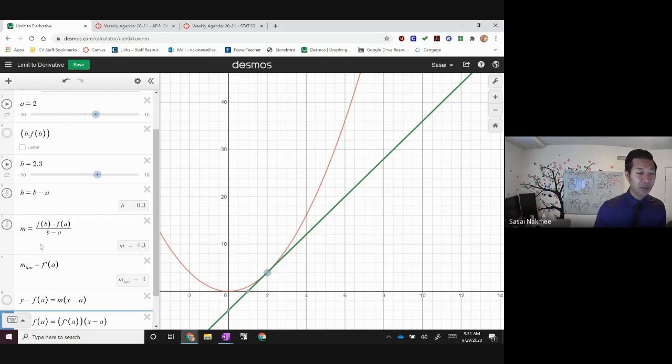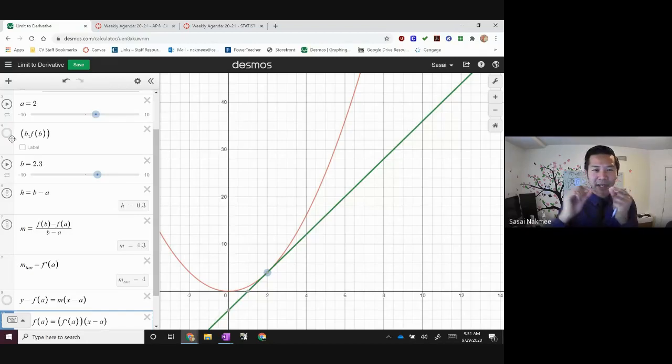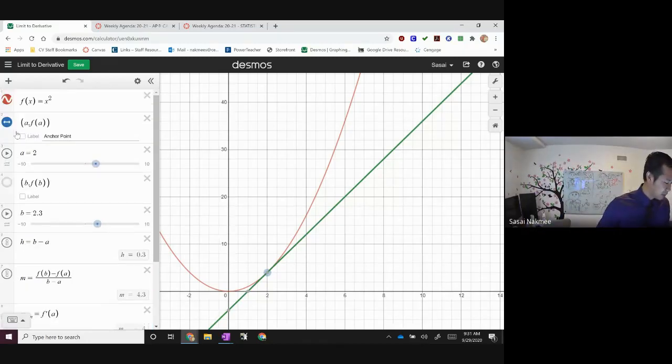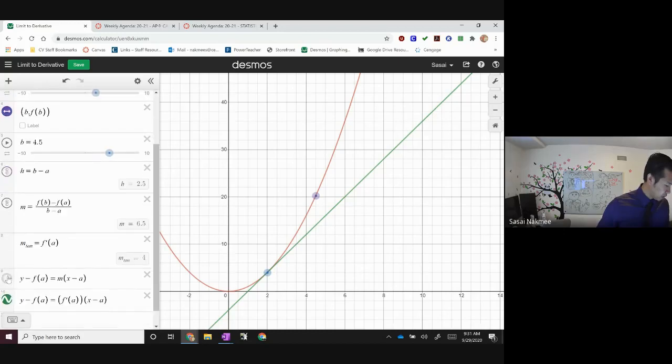And the derivative is just the limit as 2 points get arbitrarily closer to each other, and calculating the slope of that secant line. That's all the derivative is. So let me show you again. Let's move that up here, and let's bring this line back.